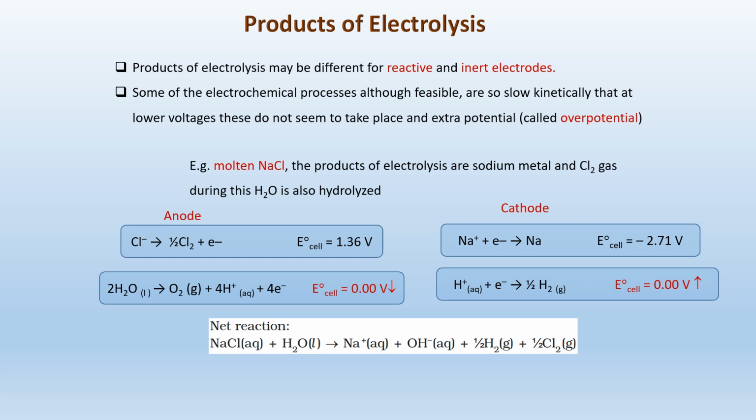As I have given, some of the electrochemical reactions are kinetically slow, and if you apply the overpotential, that is a bias potential, the reaction of sodium chloride will happen. That is, the chloride ion will get oxidized and the sodium ion will be deposited on the cathode.